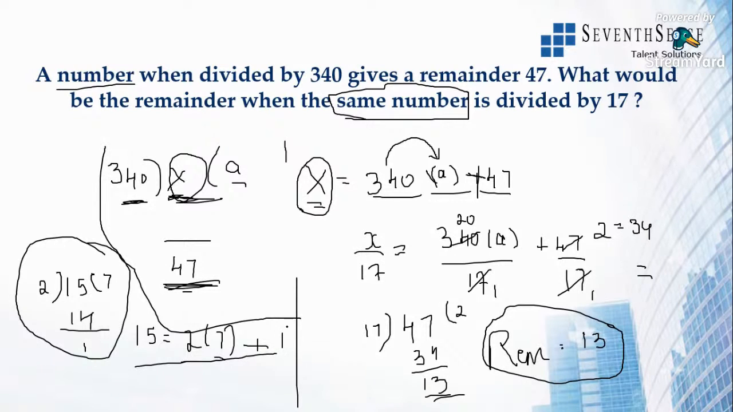Okay, so now they've asked if the same number, the x value, is composed of this. Okay, x is nothing but 340a plus 47. Now what are they asking? If x is divided by 17, what is the remainder? We know the x value, so substitute x value 340a plus 47 by 17.